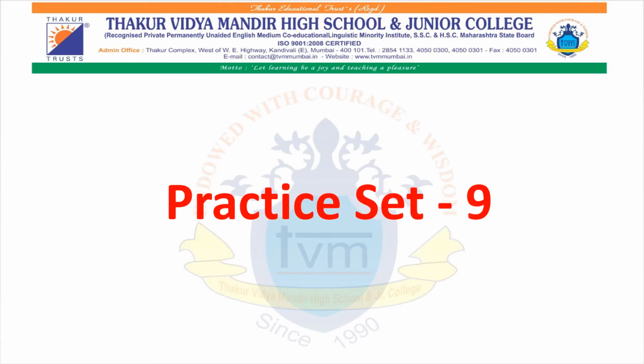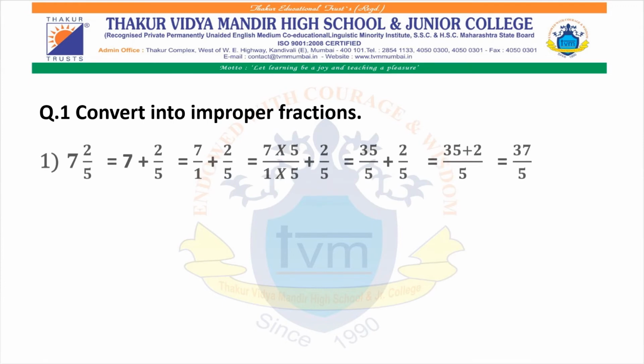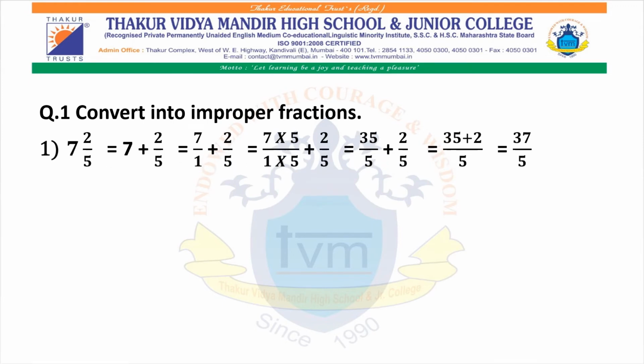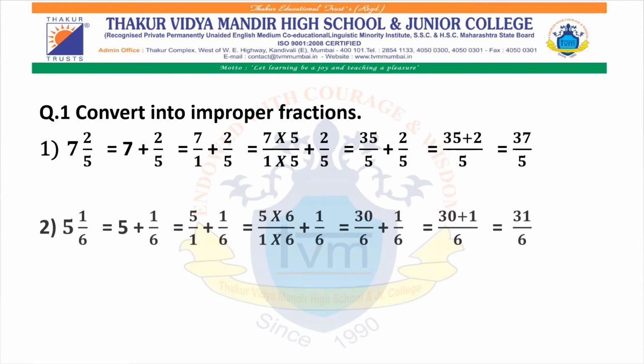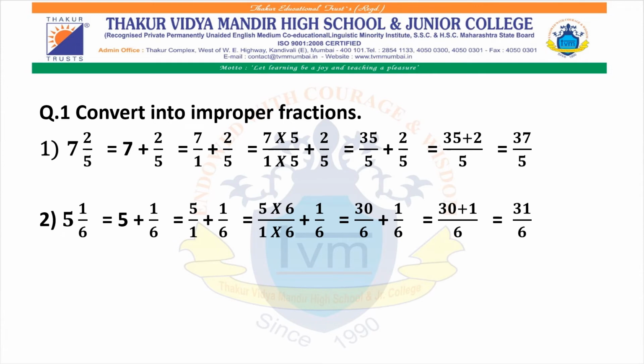Practice set 9. Question 1. Convert into improper fractions. First, 7 2 upon 5 is equals to 7 plus 2 upon 5. Now 7 is written in the fraction as 7 upon 1 plus 2 upon 5. Now here, when you have to add the fractions, the basic thing is the denominator should be equal. So you can convert 1 into 5, correct?